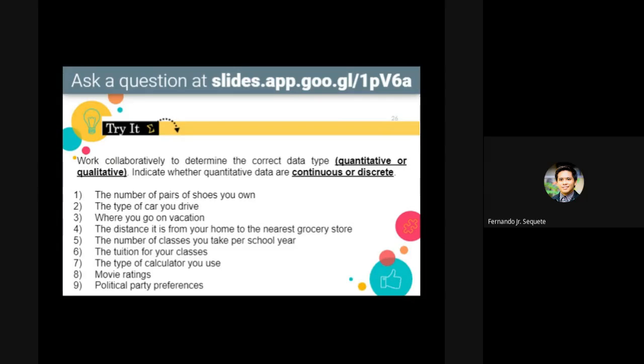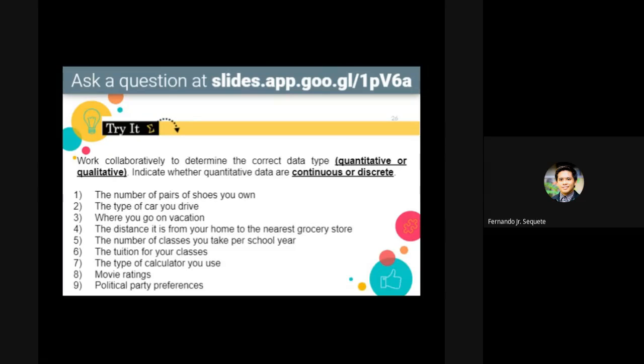But our tuition, don't we add it up? For example, you have 3 units, and we have 300 per subject. Don't we compute it? So your tuition fee, since it is computed and is not counting, is not discrete. Therefore this is quantitative continuous. Please take note.